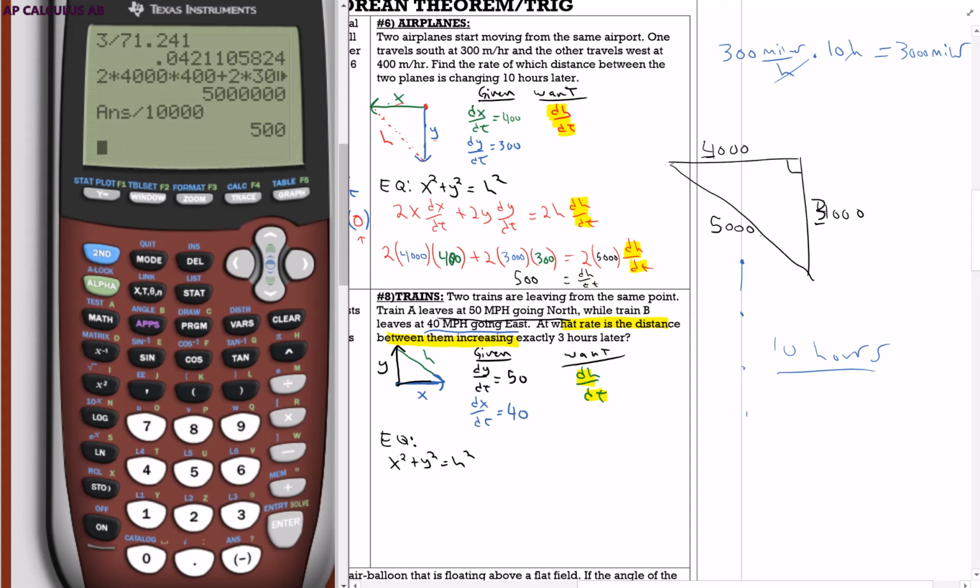500 what? What is h measured in? It's measured in miles. What is t measured in? It's measured in hours. So it's changing at 500 miles per hour. That distance in between those two planes is changing at 500 miles per hour.